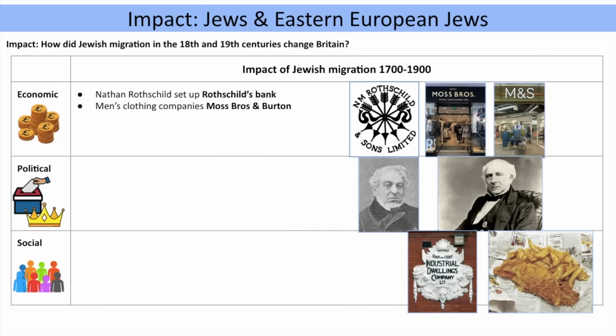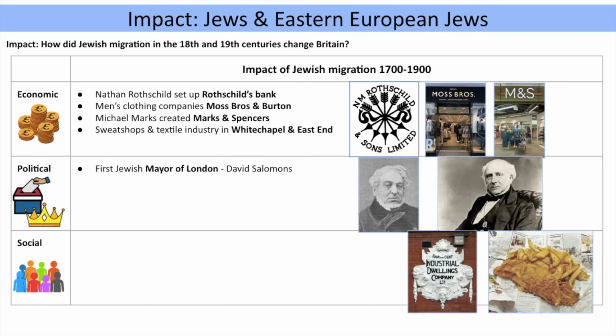We get several men's clothing companies started by Jewish migrants, for example, Moss Brothers, Burton, both of which still exist today. Most memorable for lots of my students is that Michael Marks created Marks and Spencer's, again one of Britain's biggest, most famous companies, something again we still have today, so showing that major economic impact. Also, those sweatshops and textile industry in Whitechapel and the East End.